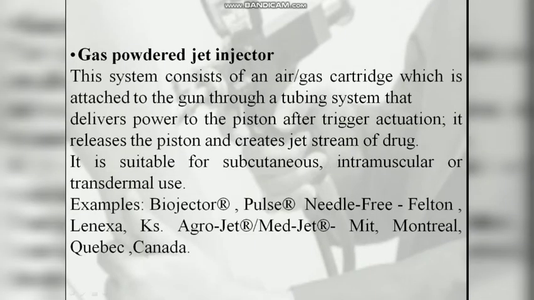Final one, gas powered jet injector. This system consists of an air or gas cartridge which is attached to the gun through a tubing system that delivers power to the piston after trigger actuation. It releases the piston and creates a jet stream of drug. It is suitable for subcutaneous, intramuscular or transdermal use.